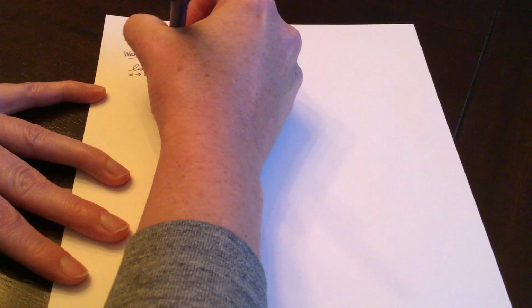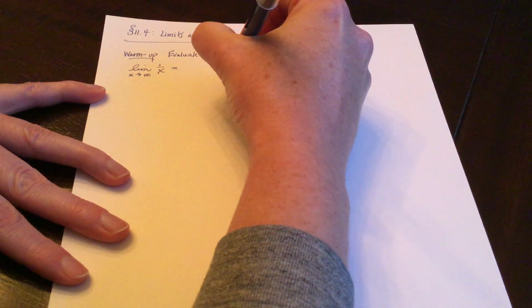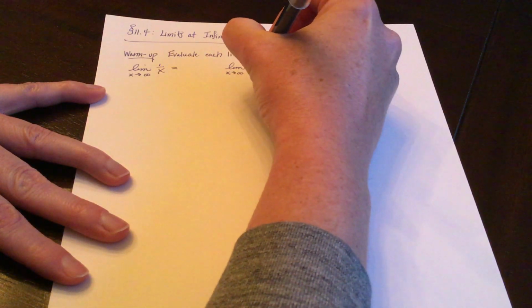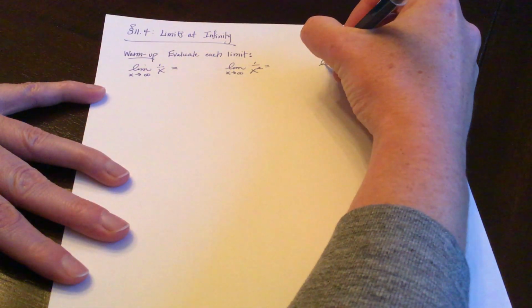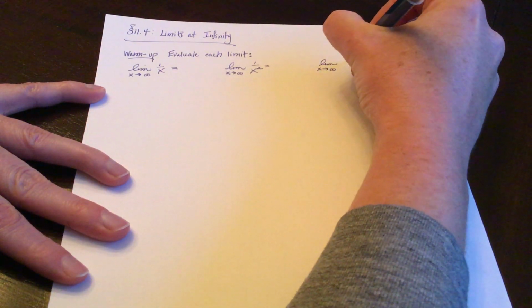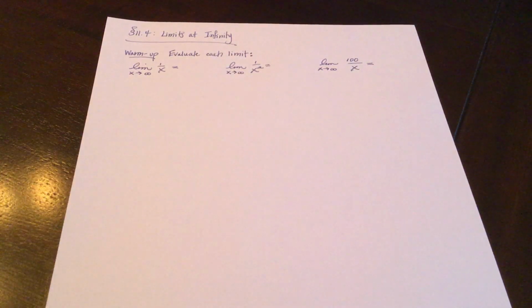First one, the limit as x approaches infinity of 1 over x. And next, the limit as x approaches infinity of 1 over x squared. And let's look at the limit as x approaches infinity of 100 over x. All right, my friends, go ahead and think about what you think the answers are, and then we can talk about it.